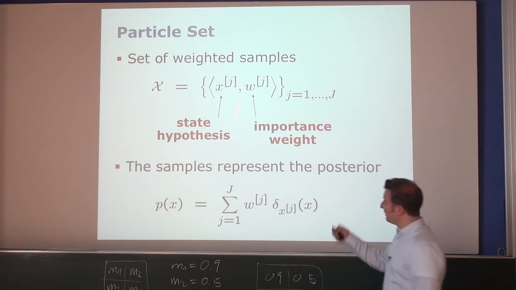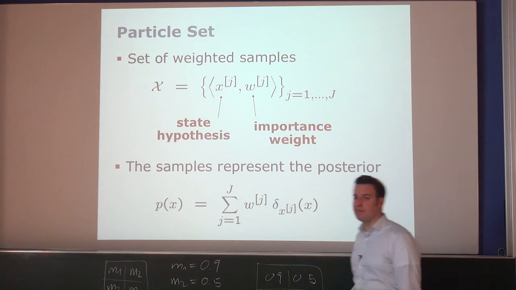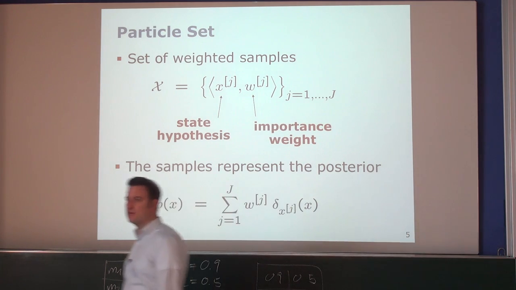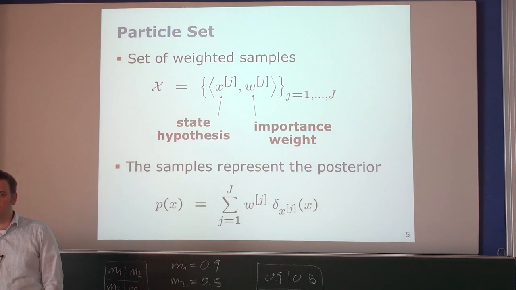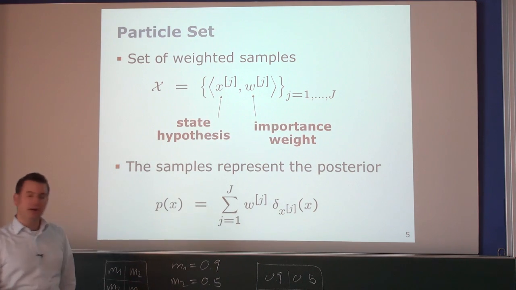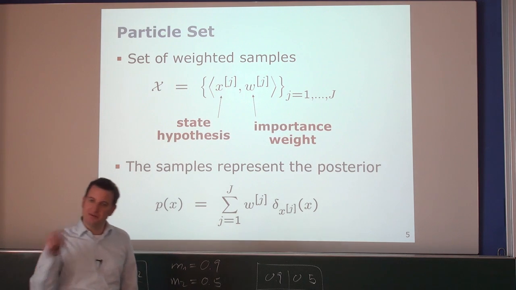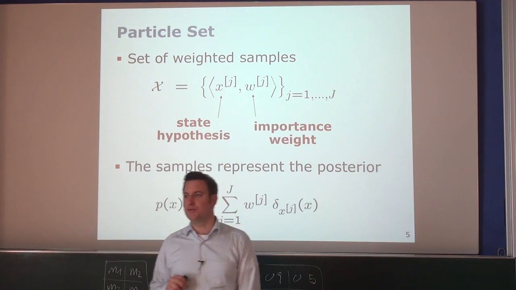Okay, so these are the state hypotheses. This is X, and I typically have what's called an importance weight. So that's the weighting term. In the beginning, the weight can be 1 or 1 divided by n, so the same weight for all the samples, and I just need to count the samples which fall into a certain region.